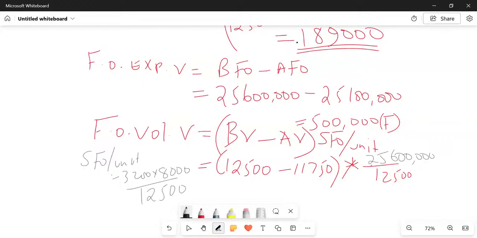And again, remember that fixed overhead volume variance is exceptional. So then I should be able to get what here at the end of the day? 15,36,000. Adverse or favorable? Do you remember that this is exceptional? So adverse. Thank you so much.